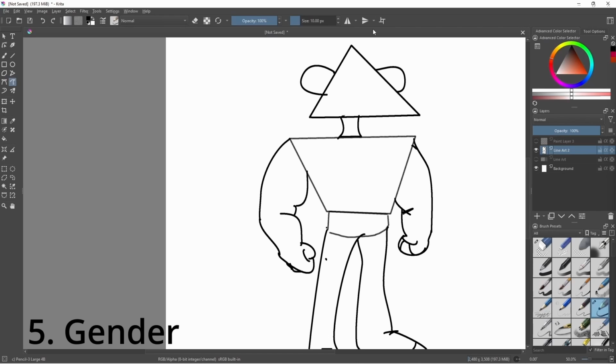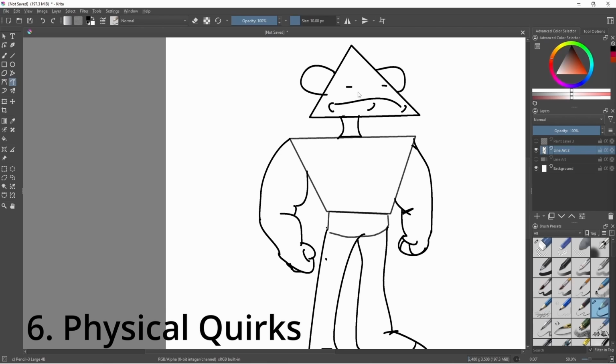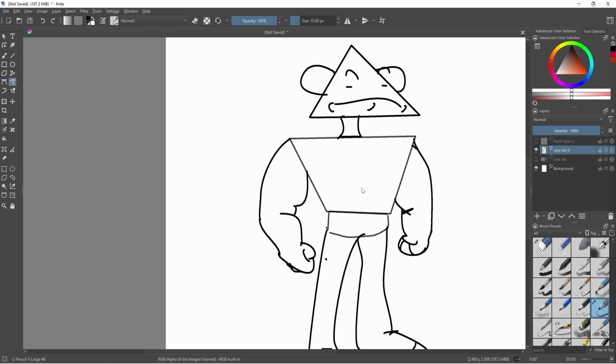The fifth one is going to be gender, with today's detail being male. The sixth and final detail we have is physical quirks. It could range anywhere from a hump to six fingers, discolored eyes, or just nothing, and just having a normal weird character. So today's 6 details were given to me by a friend of mine who goes by Skynewt.